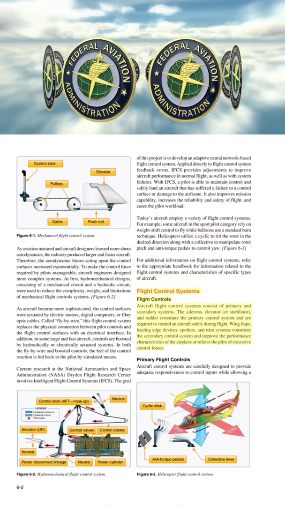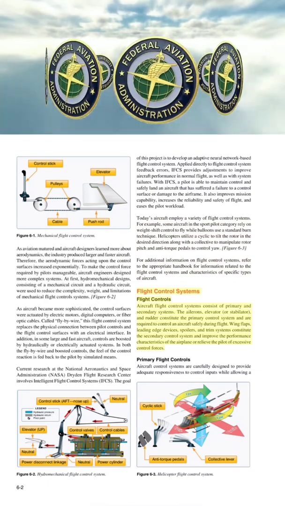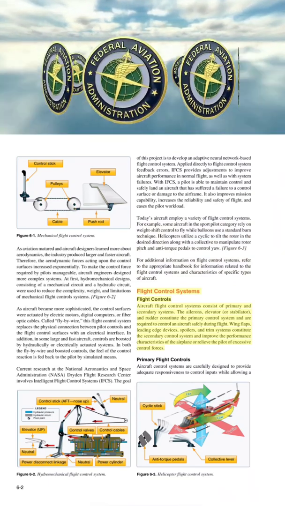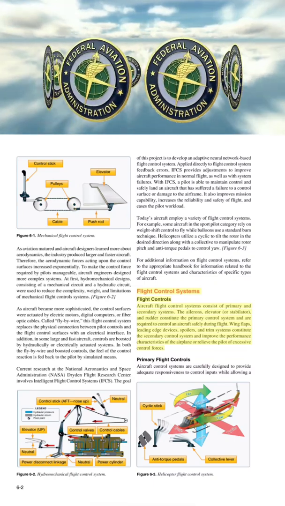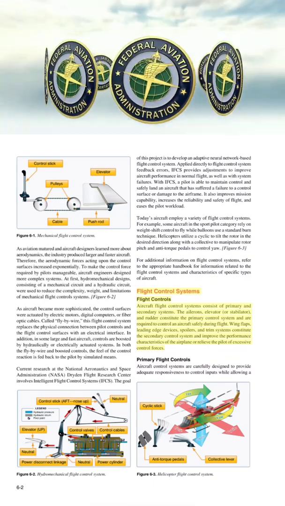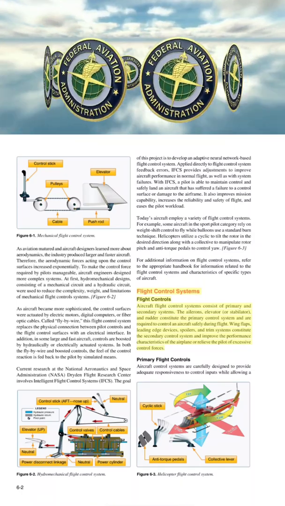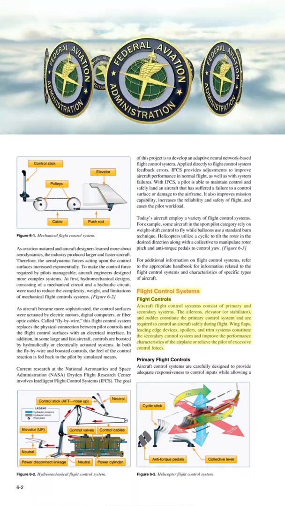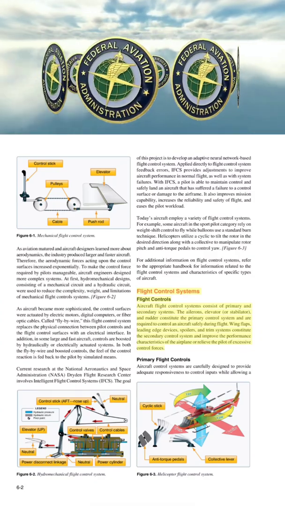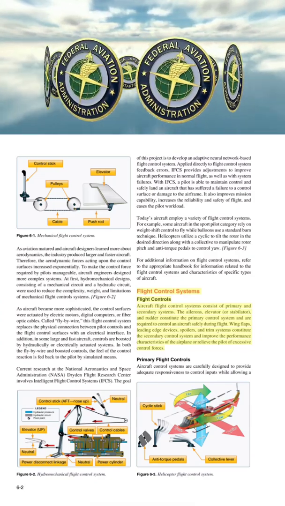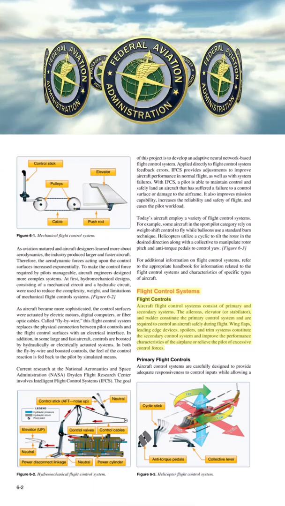Flight control systems. Flight controls. Aircraft flight control systems consist of primary and secondary systems. The ailerons, elevator or stabilator, and rudder constitute the primary control system and are required to control an aircraft safely during flight. Wing flaps, leading-edge devices, spoilers, and trim systems constitute the secondary control system and improve the performance characteristics of the airplane or relieve the pilot of excessive control forces.